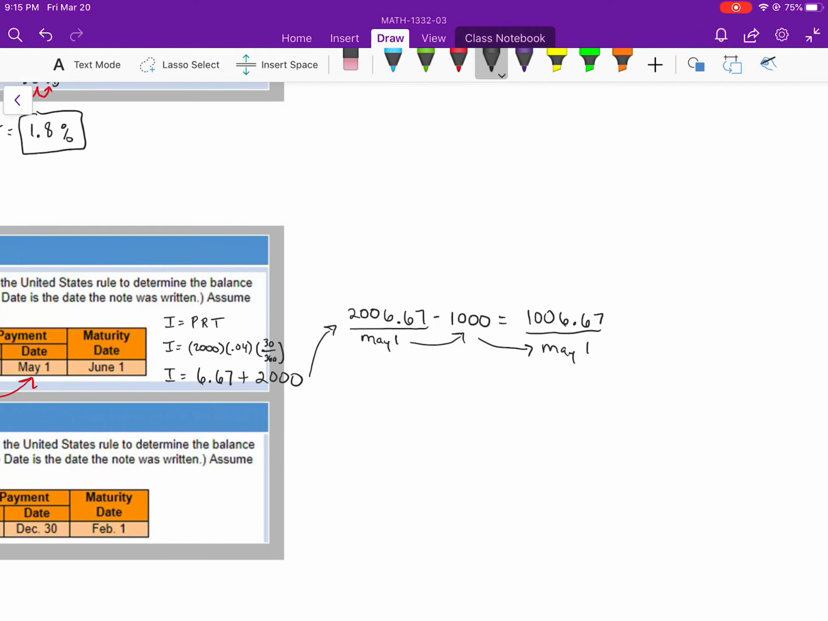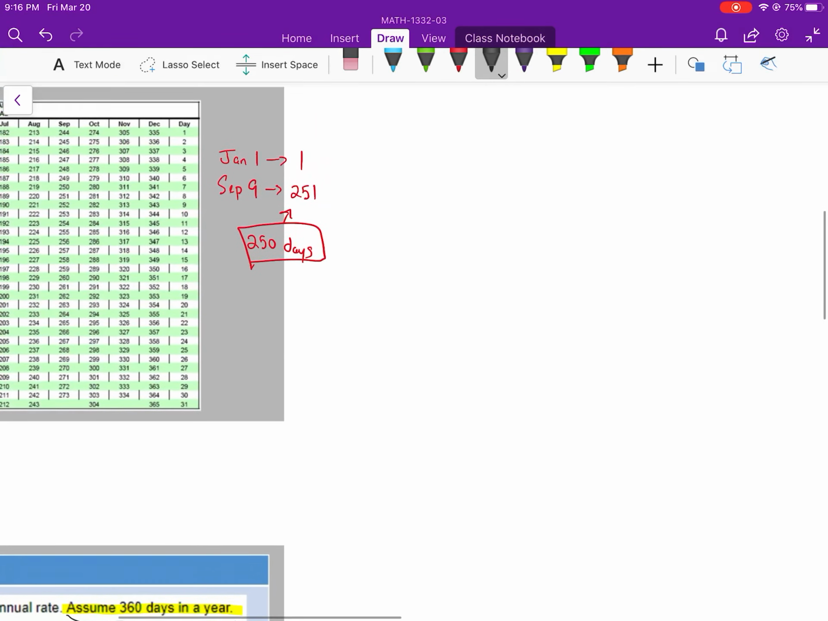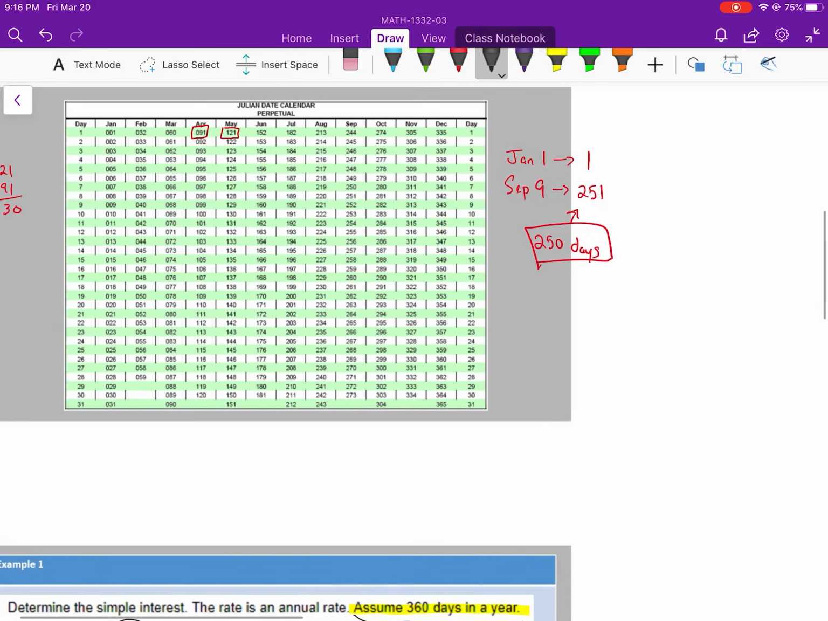Now, I need to calculate the maturity date, which goes all the way to June 1st, which means we have to calculate the interest again. So interest equals principal times rate times time. This time my principal is a little bit different, 1,006.67. My rate is still the same, 4%, so 0.04. But my time this time is from May 1st to June 1st.